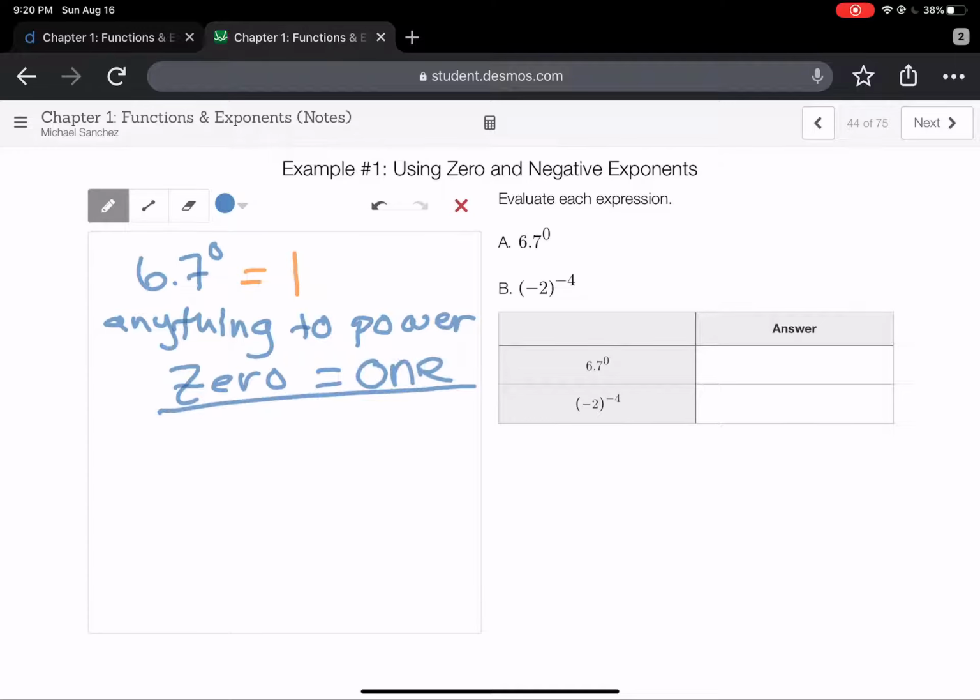That's the rule. We follow that to the T. It doesn't matter if it's a decimal, if it's negative, if it's a fraction, or if it's a very, very large number. Anything raised to the power of 0 is equal to 1.